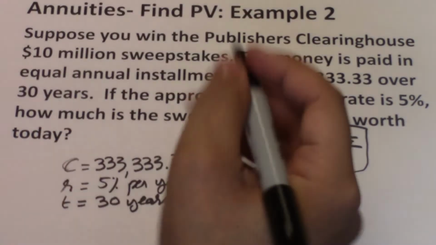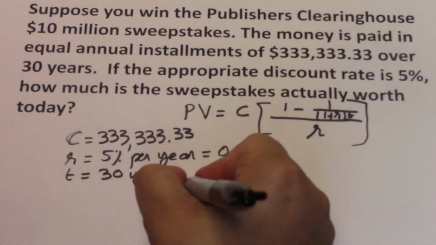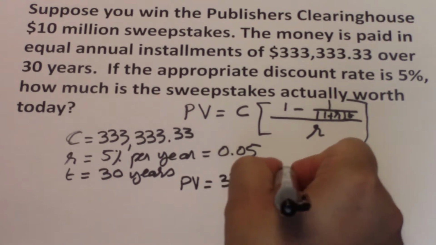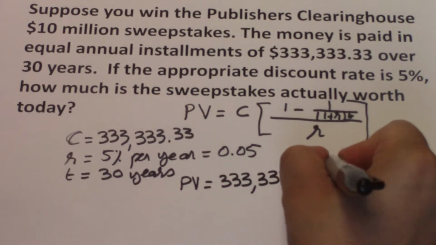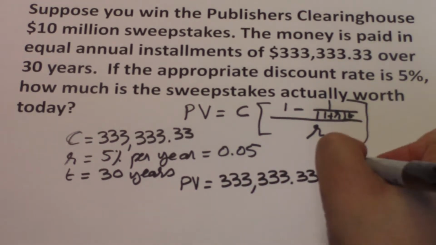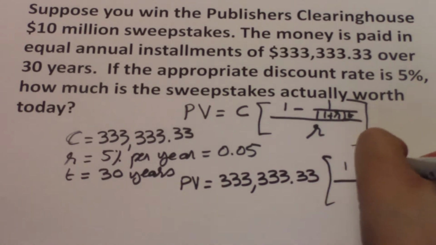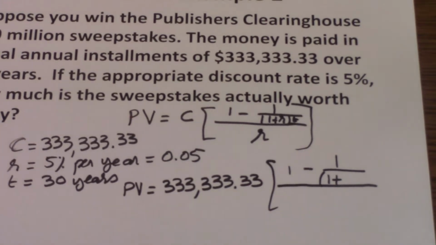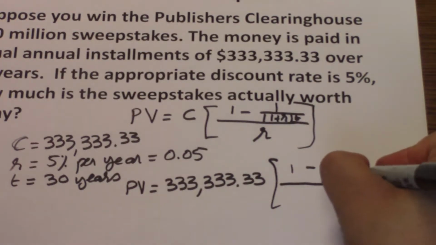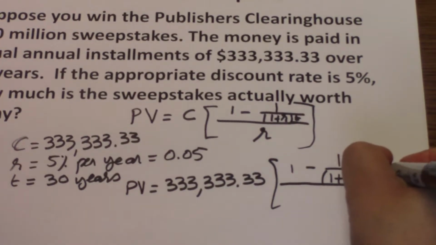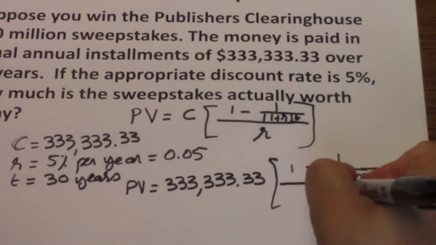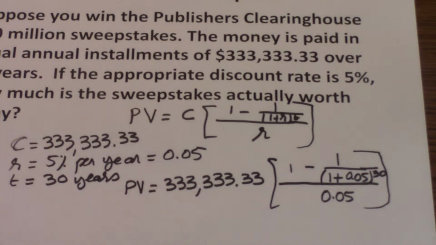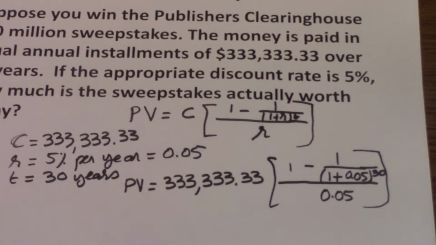So this means that PV equals $333,333.33 times, open bracket, 1 minus 1 over 1 plus the interest rate of 0.05, so 0.05 to the power of 30, divided by 0.05, and then you close the bracket. And now we are ready to just calculate.